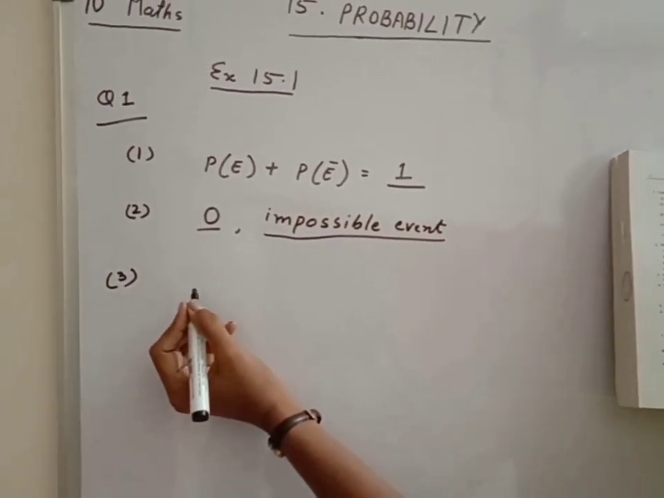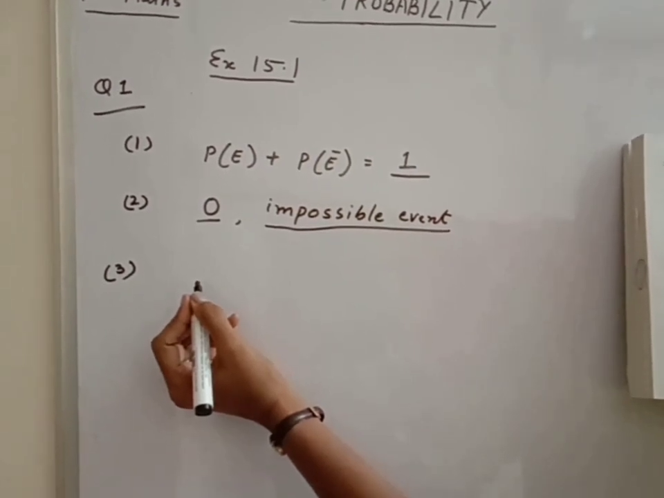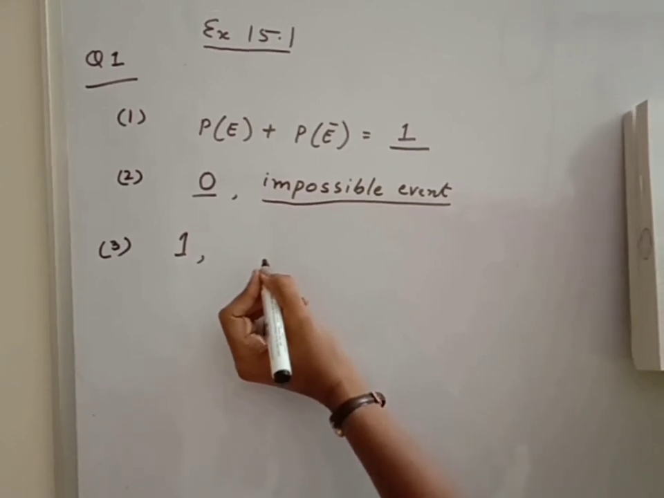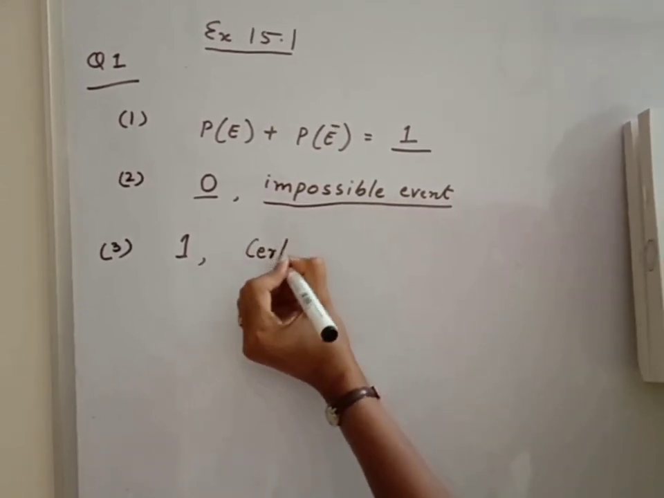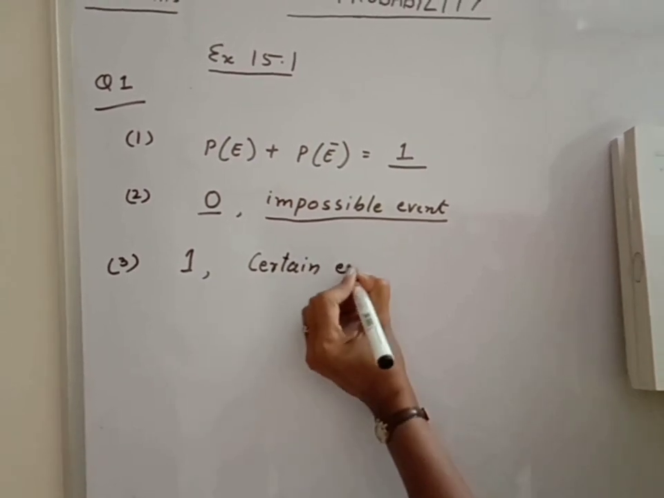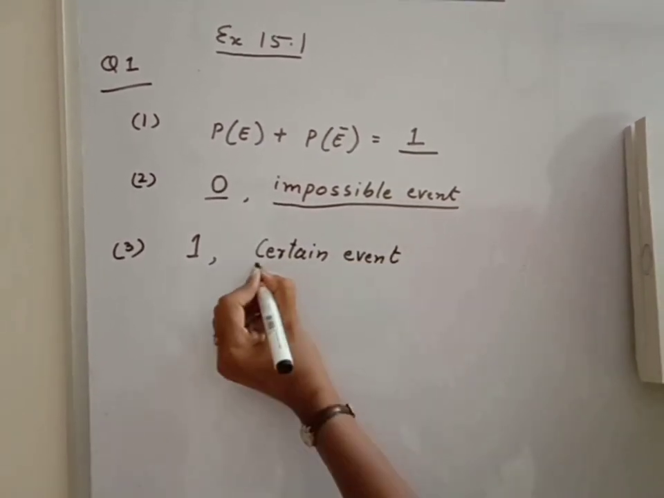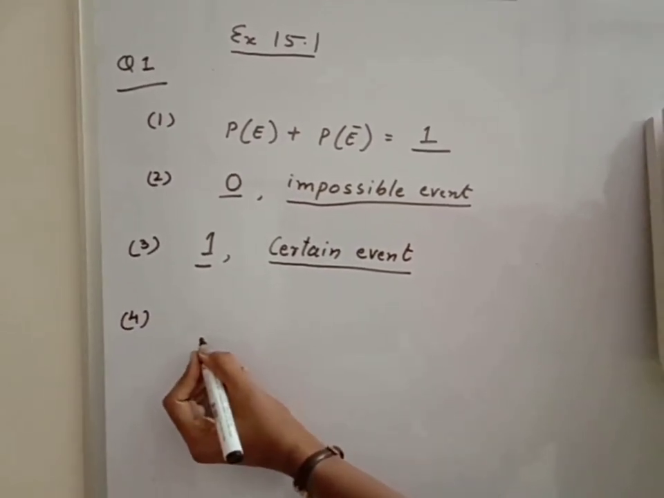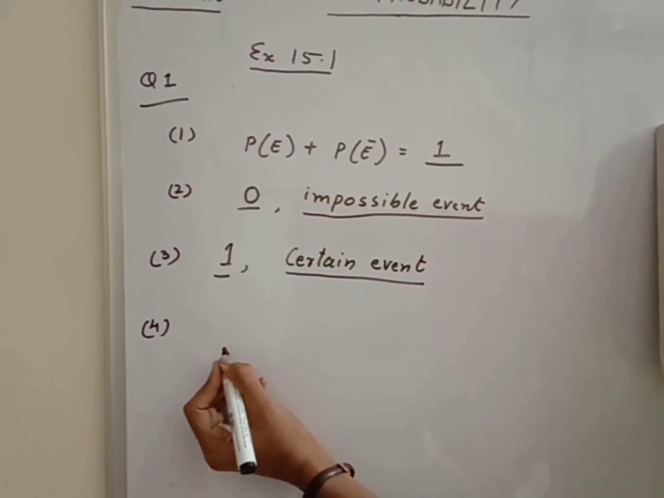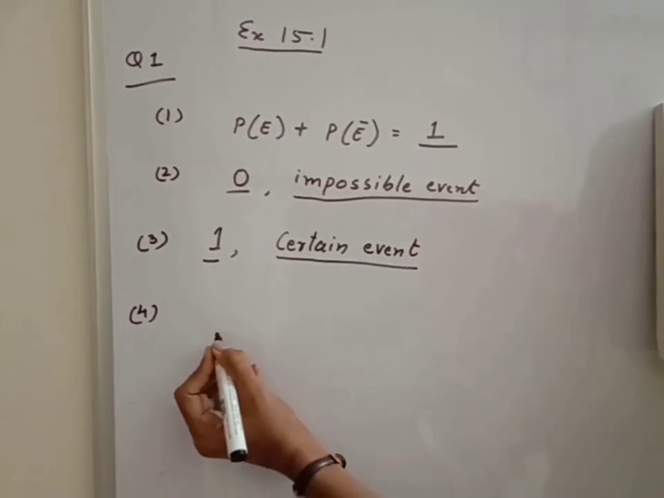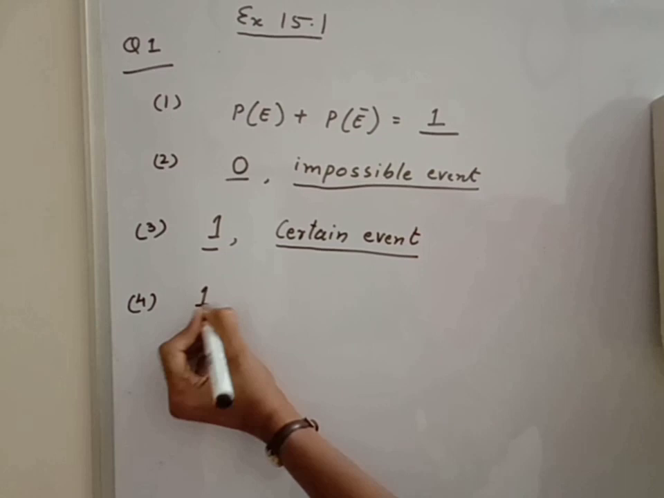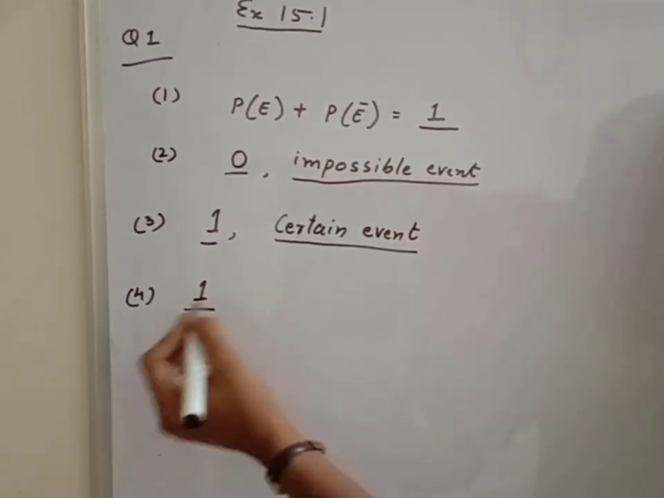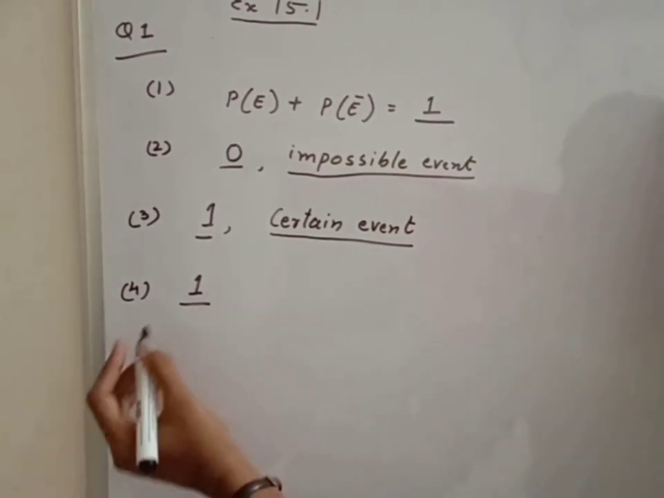The probability of an event that is certain to happen is 1, because this is a sure event. Such an event is called a certain event or sure event, and its probability will always be 1. Question number 4. The sum of the probabilities of all elementary events of an experiment is 1, because if there are many elementary events, then their sum will always be 1.